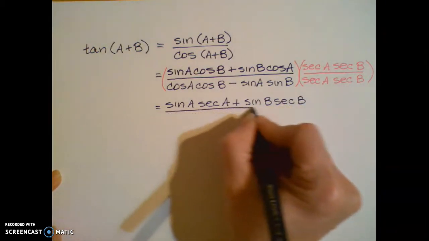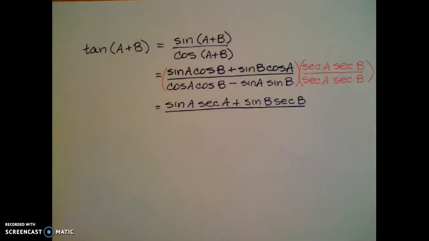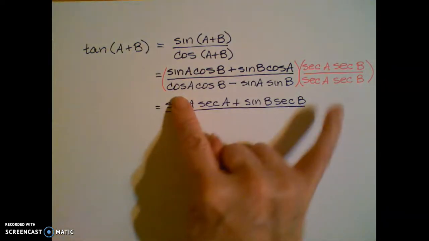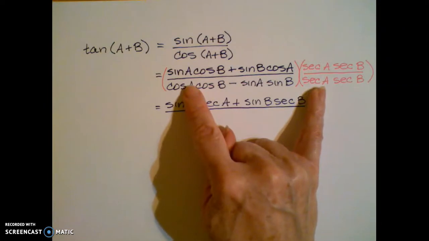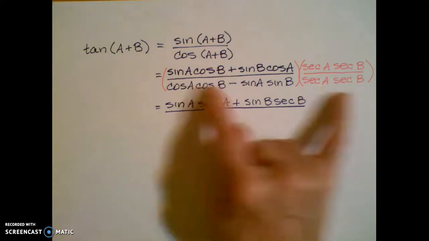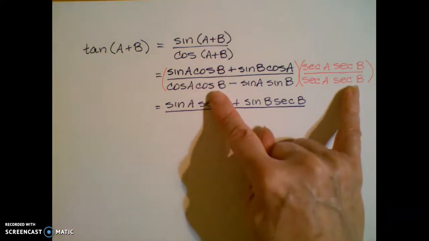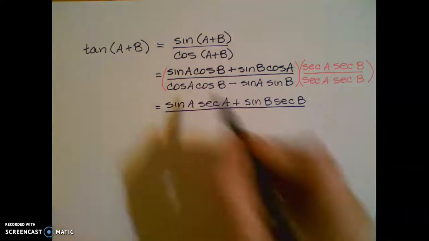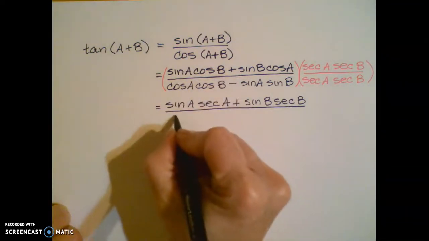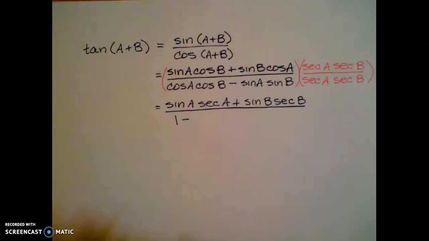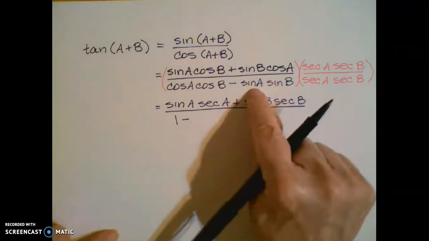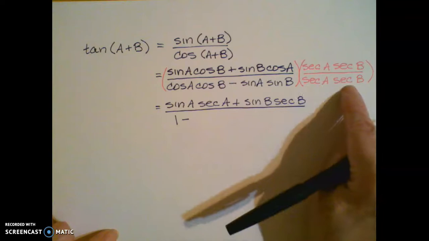Now let's discuss that denominator. In the case of this first term in the denominator, whenever you multiply the cosine of A times the secant of A, those two are reciprocals, so they become 1. Likewise for the cosine of B times the secant of B, which means in this case this first term simply becomes a 1 minus.